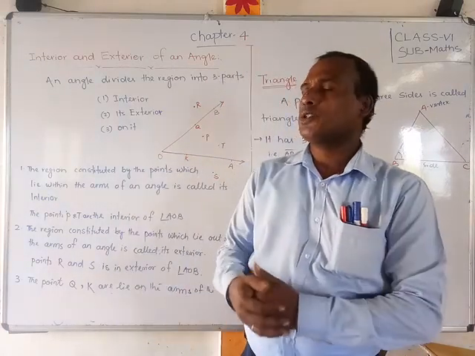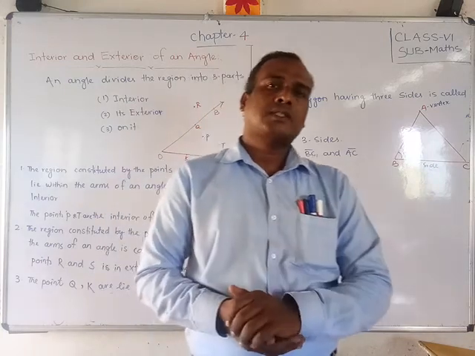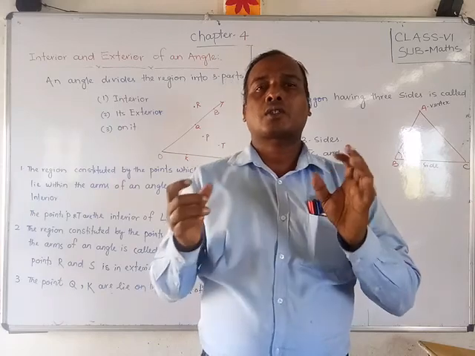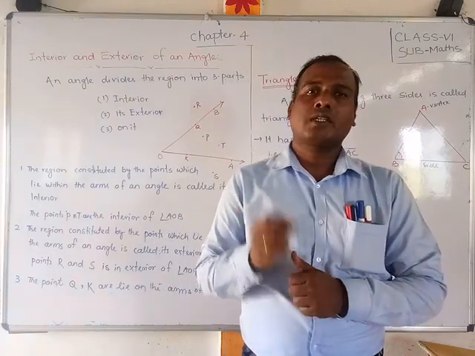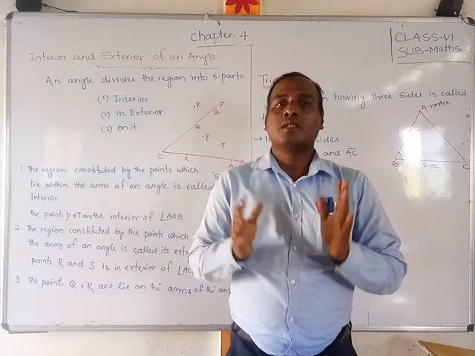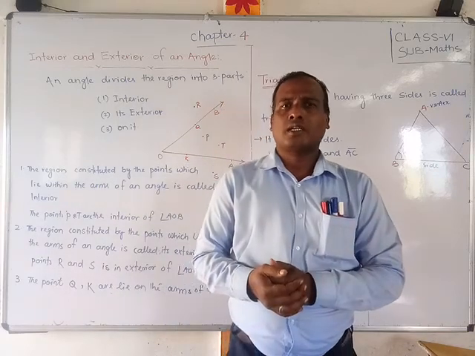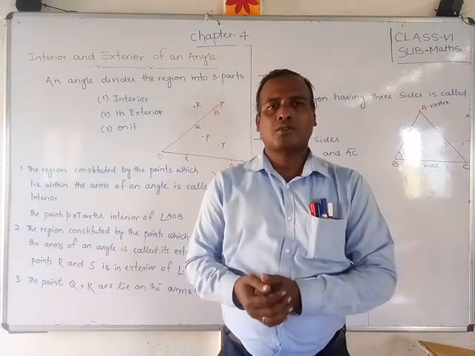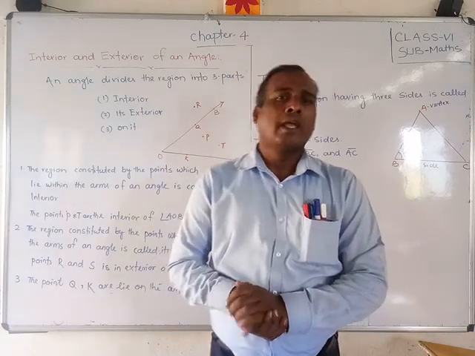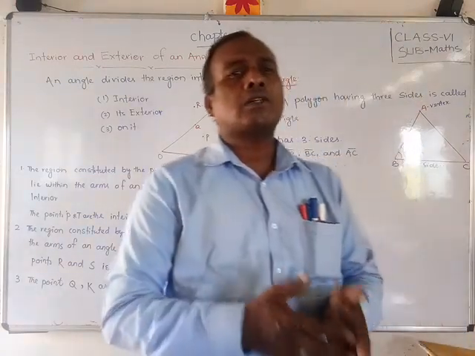In the previous video we already studied what angles are. An angle is the combination of two rays whose initial points are the same. That is called an angle. Generally, the two rays are called the arms of the angle, and the initial point is called the vertex of the angle.